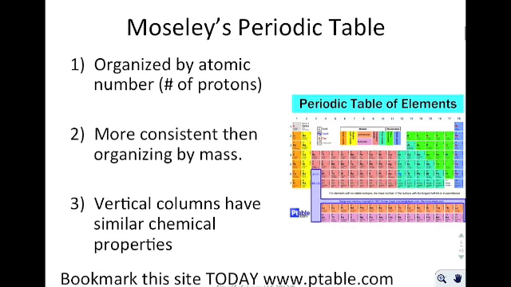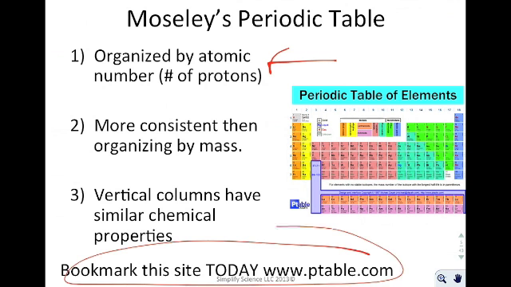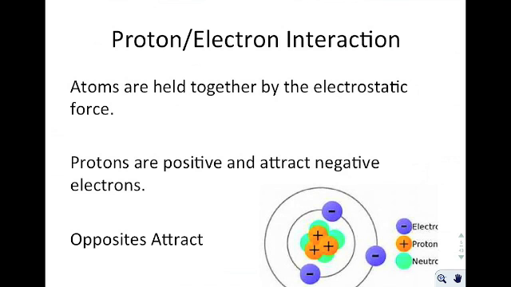Moseley's periodic table is organized by atomic number, which is the number of protons. It's more consistent as far as lining up chemical reactivity than it was with atomic mass, so it's better in that respect as well. And then the vertical columns have similar chemical properties. It is important that you bookmark ptable.com. It is a quick reference for you to be able to say, okay, this is what I need to know about this element, this is the atomic mass of this element, this is the charge of this element, this is the electronegativity of this element, so it's a great tool for you to have.